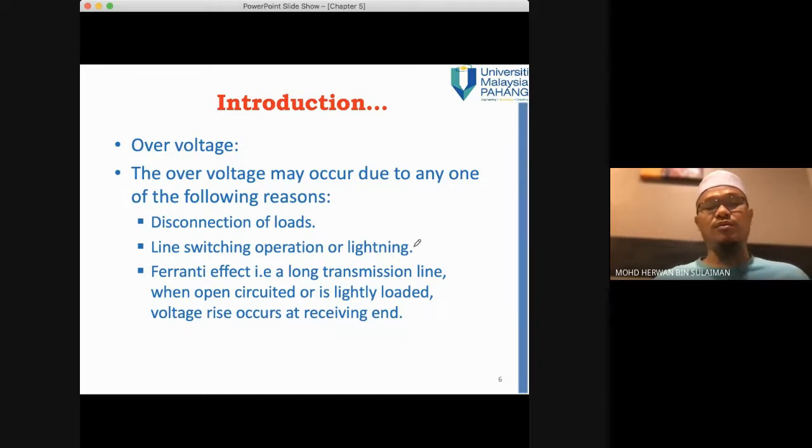So ini kita tidak boleh elak lah. So that's why you have this, sepatutnya after you learn about this topic or this course, you learn about the protection of, okay. And then Ferranti effects for the long transmission line, which when the open circuit was lightly loaded, the voltage rise occurred at the receiving end. This one is the effects of the Ferranti.